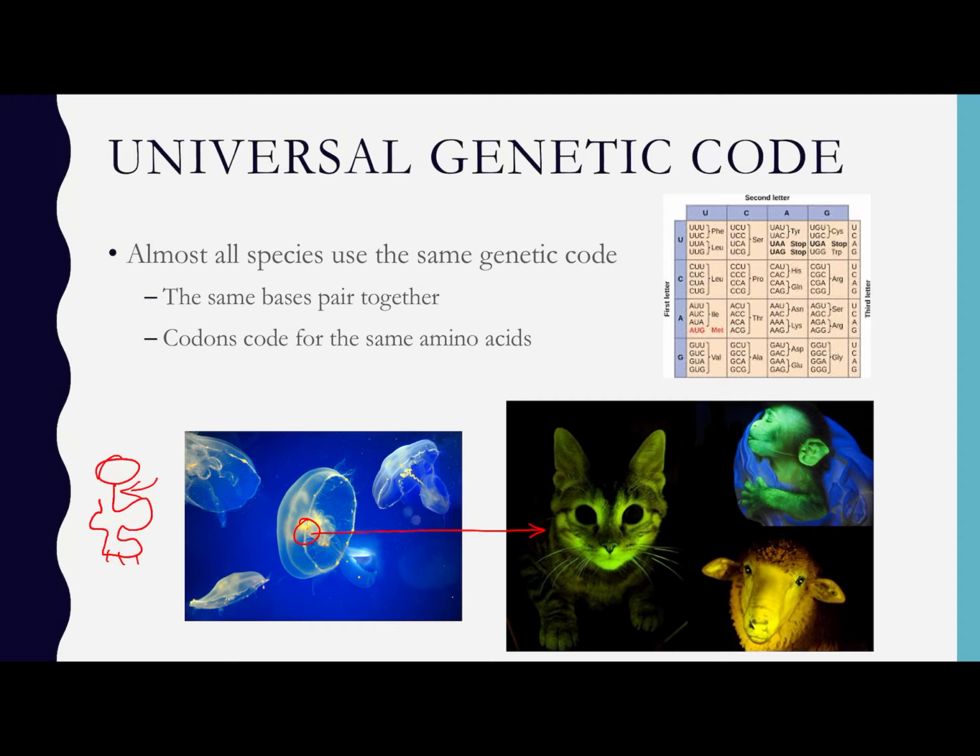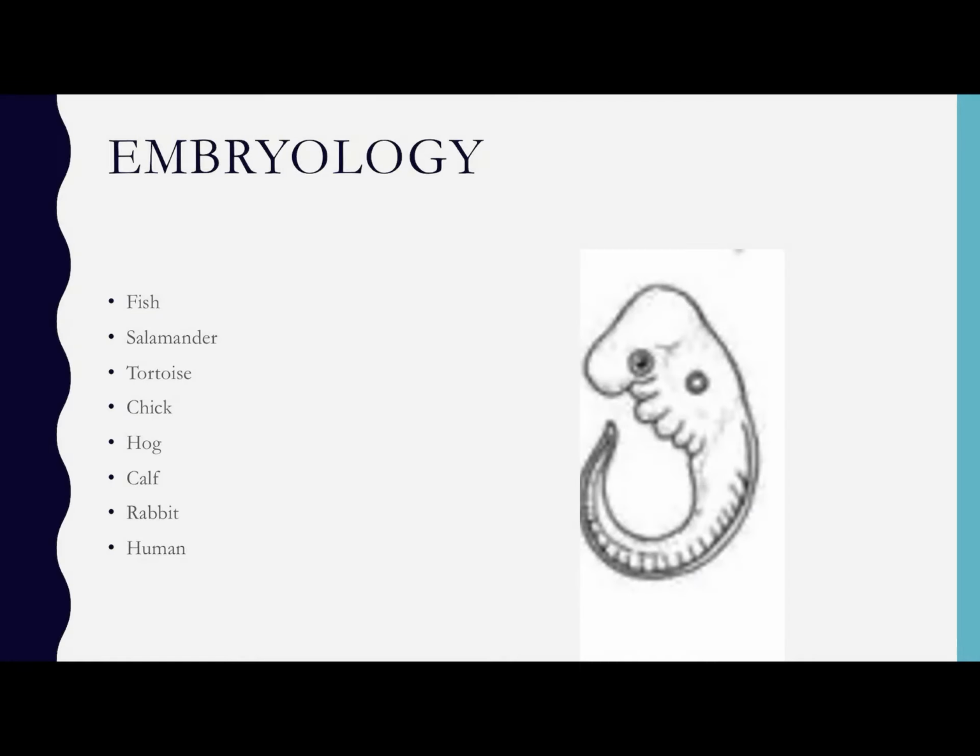So we can take a protein from a jellyfish, take the gene for that protein, put it into a cat embryo, and when the cat embryo divides, every cell ends up with that gene in it. Eventually, when that cat becomes an adult, it will express the genes that came from the jellyfish. This is a transgenic organism, or one that has had genes taken from one organism and placed into another, and it is all possible because we share a universal genetic code.